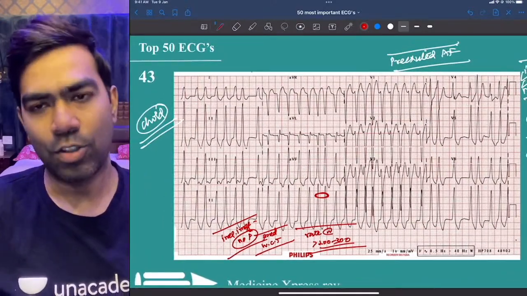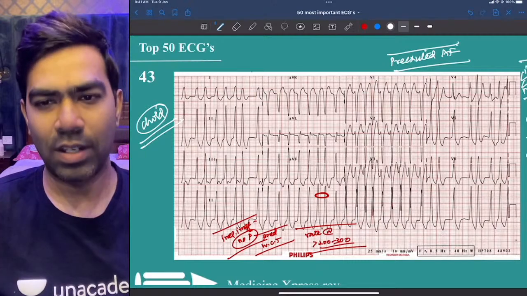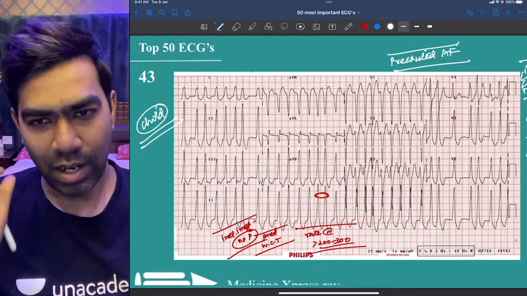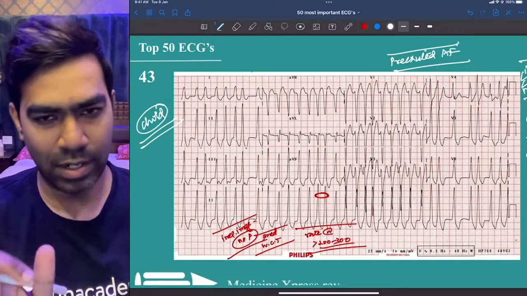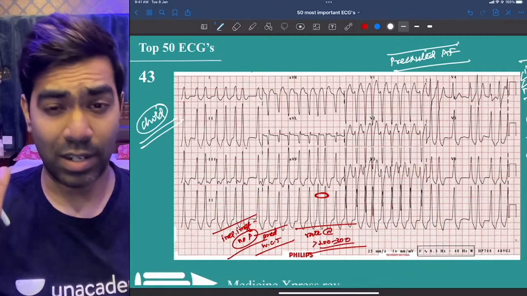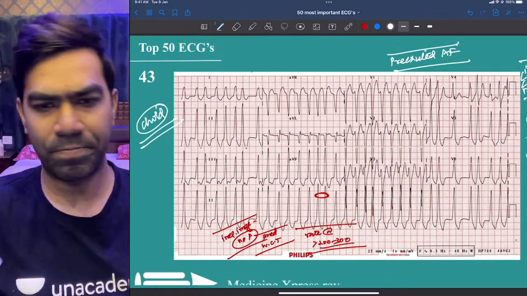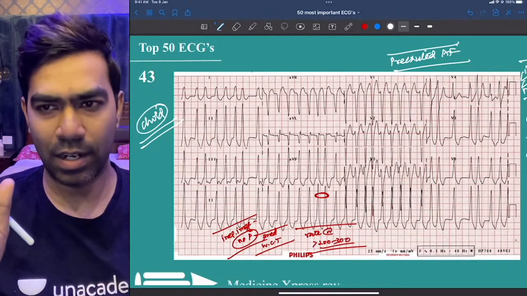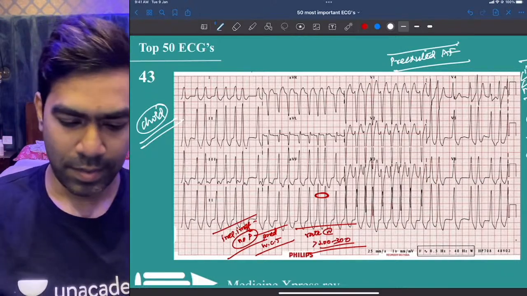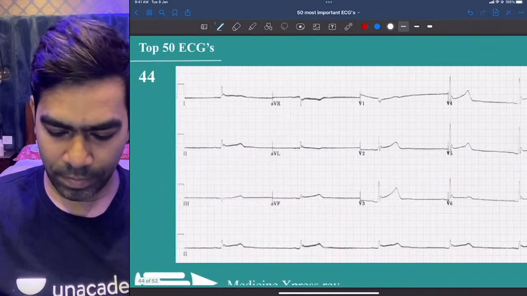That's a pre-excited. So generally the rule is very simple. Child coming with irregular wide complex tachycardia, it's pre-excited. Keep that notion in mind. In exam, a child coming with irregular wide complex tachycardia, it's almost always a pre-excited atrial fibrillation. Always keep that in mind. Okay, coming to the next one.